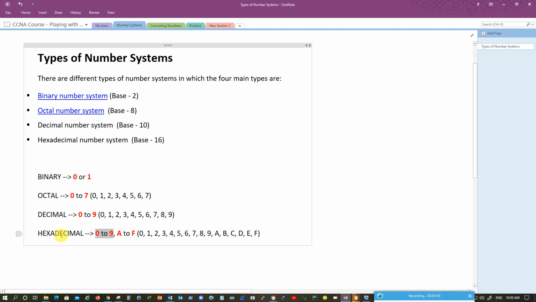Whereas in hexadecimal we have 0 to 15, right? Total is 16. For me to represent 16 in binary, maximum I will require only 4 digits. Okay, 4 binary digits will be sufficient for me.